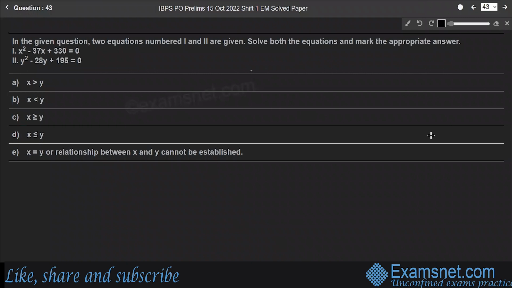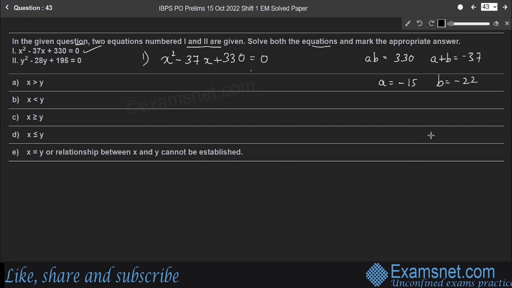Question 43. In the given question, two equations numbered 1 and 2 are given. Solve both the equations and mark the appropriate answer. Solve the first one to find the value of x. So we have to split the middle term. x square minus 37x plus 330 is equal to 0. Here the middle term is minus 37x, so AB is 330 and A plus B is minus 37. Therefore, A is equal to minus 15, B is equal to minus 22.